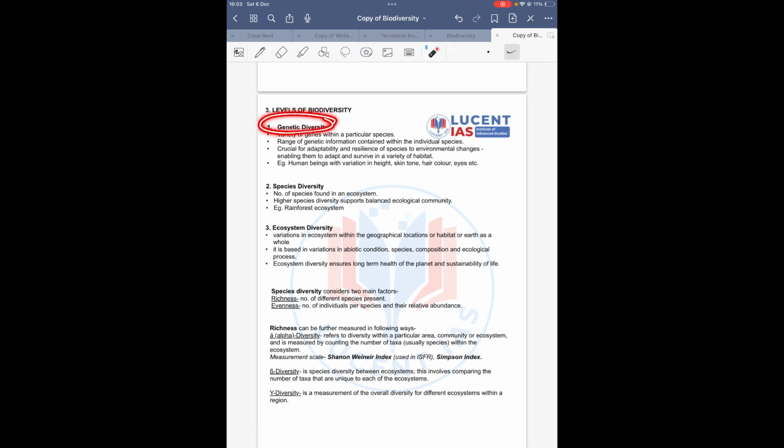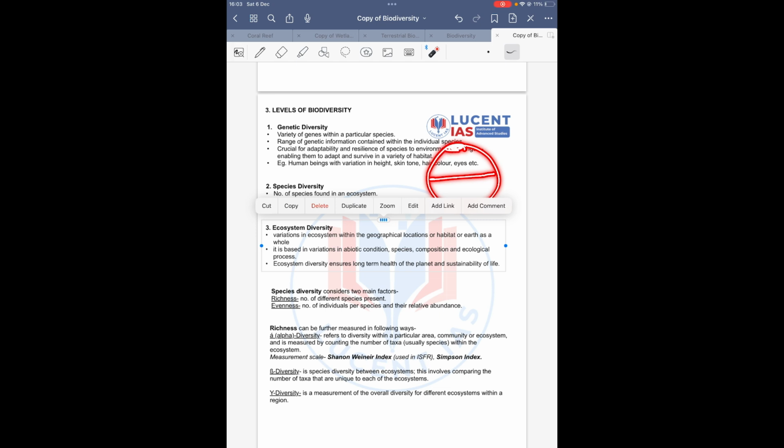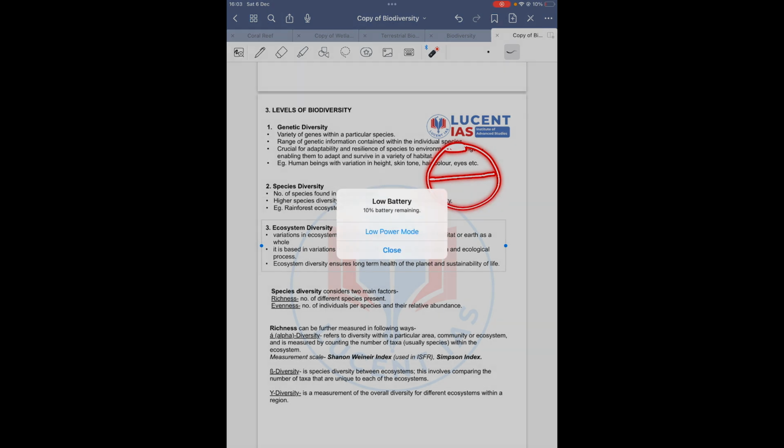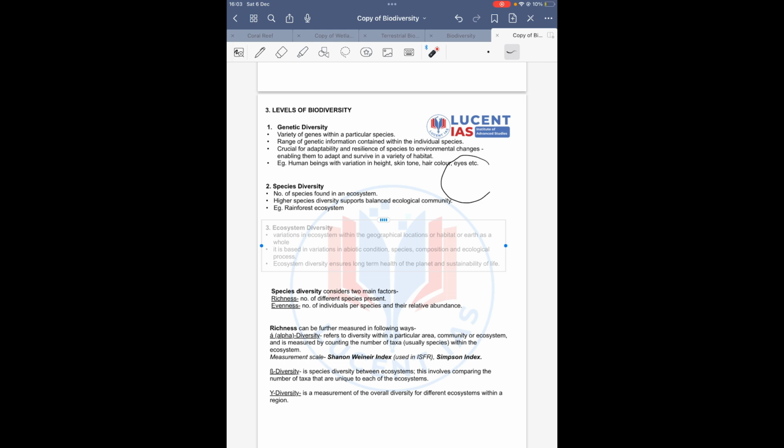First is the genetic diversity. What is genetic diversity? The variety of genes within a particular species. This is the genetic diversity. Clear? For example, human beings with variation in height, skin tone. Various human beings have different skin tones according to the location they live. The one living in the equatorial region will have very different genes to the one living in the polar region. So this is the genetic diversity.